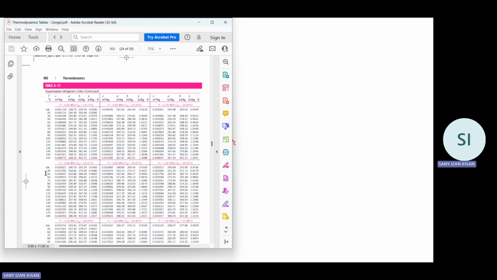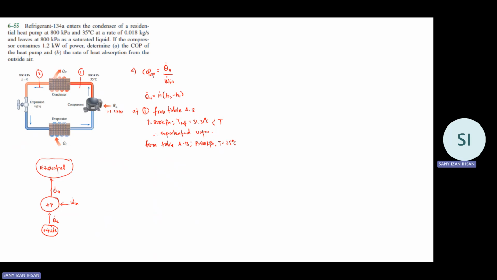Unfortunately, we don't have 35 degrees Celsius in the table directly, but we know the saturated value, and we are given the 40 degrees Celsius. So you have to interpolate between these two. You can see saturated, of course, is 31.31, and then you have H value 267.29 there. For 40 degrees, you have 276.45. So then, as you know, you will have to interpolate.